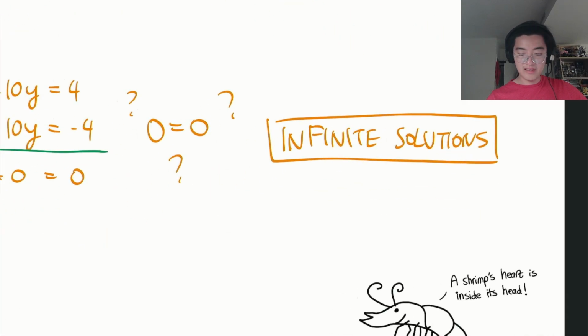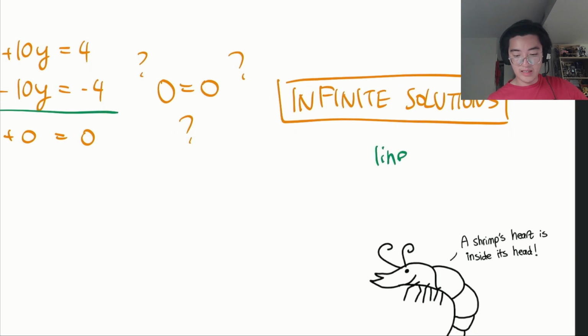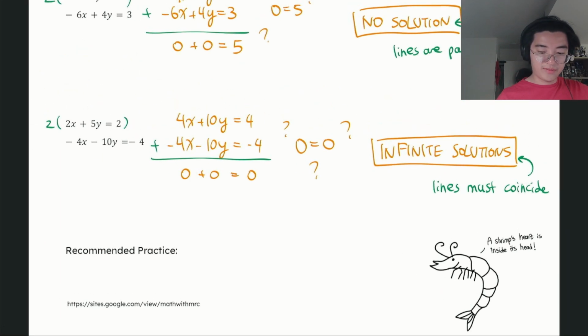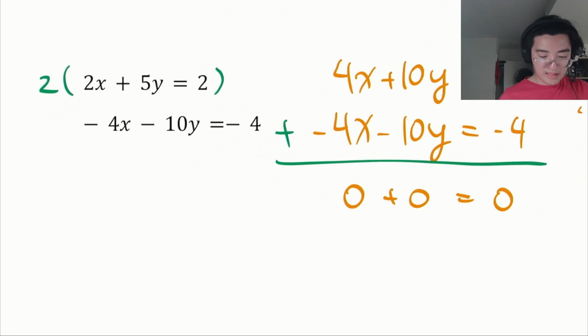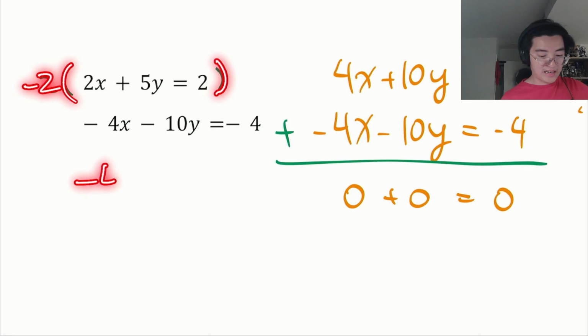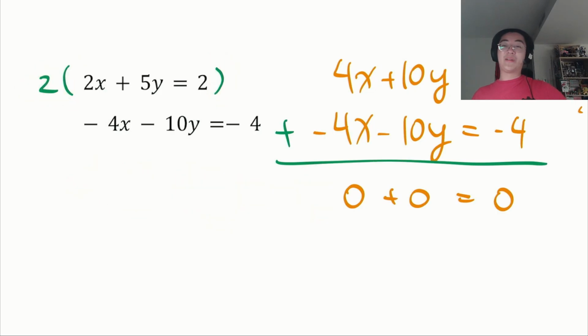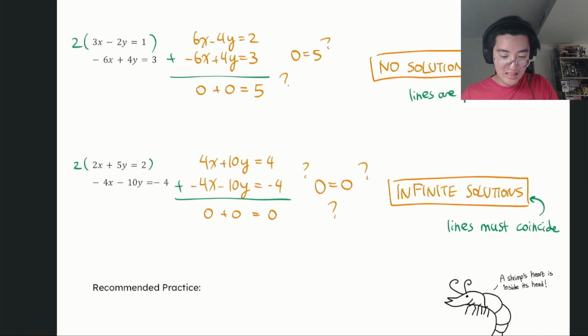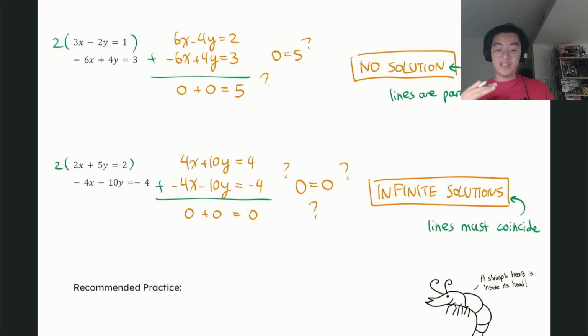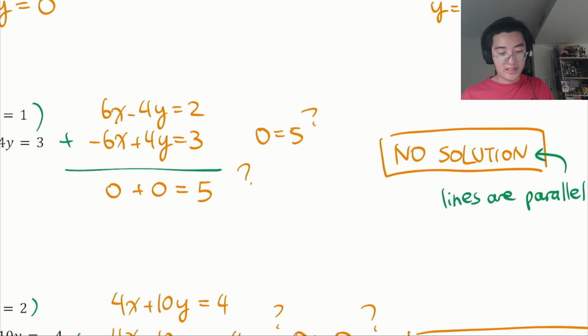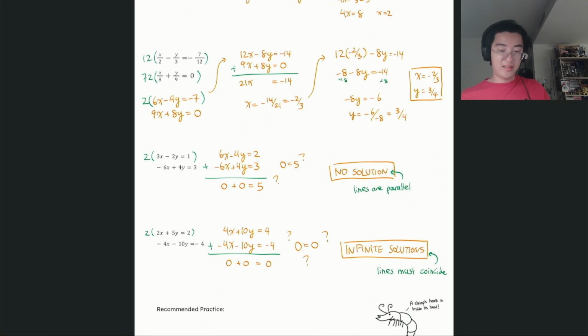It's the exact same line. Right? So the 2 lines here must coincide, or literally be on top of each other. Because if we see here, if we actually multiply the top by negative 2, it's the exact same line as the second line here. Alright, so that's why 0 equals 0, because literally everything's the same. Alright, so whenever we do elimination, when we get 0 equals 0, that means it's infinite solutions. And when we get 0 equals a random number, that means it's no solution.